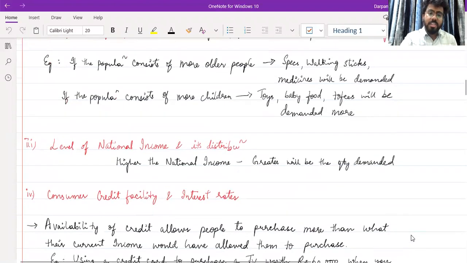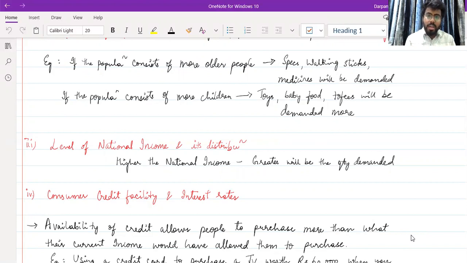Then level of national income and its distribution. The higher the national income, the higher the demand for goods. Also, distribution matters as to how it is distributed. Is it distributed only among poor people, or between rich, poor, everybody evenly? Is it an even distribution of income or an uneven distribution of income? If it is unevenly distributed, then only those rich people would be demanding more.